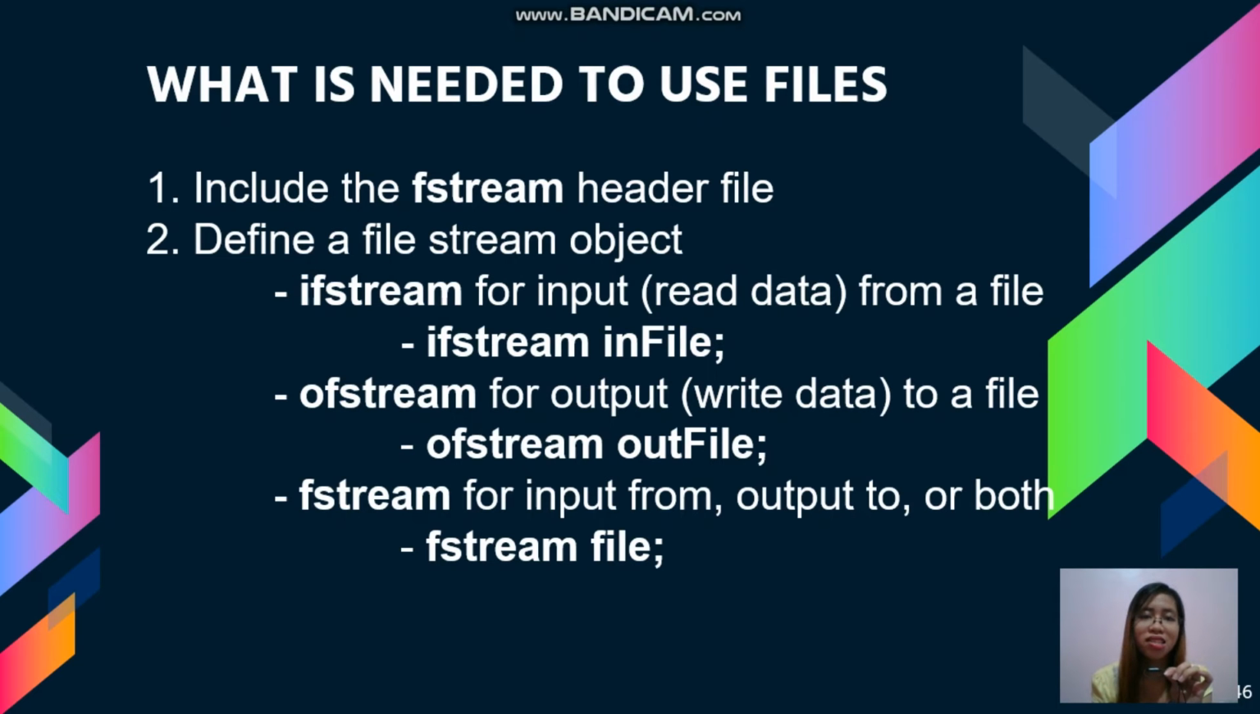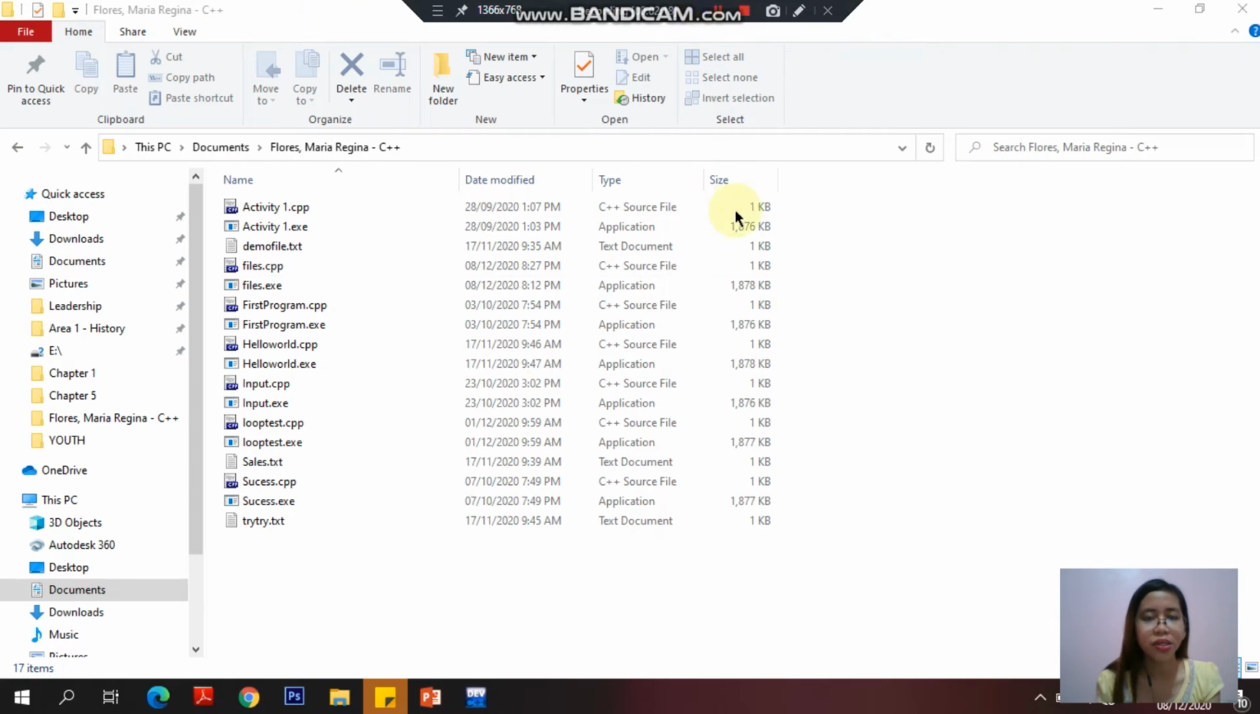So, this is the process. What steps do we need to follow so that we can use files? First, include the fstream header file. Then, followed by defining a file stream object: ifstream for input from a file, ofstream for output to a file, and fstream for input from, output to, or both. So let's try this one. Again, for example, let's create a file wherein we can store our data.